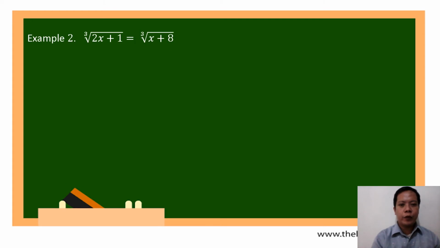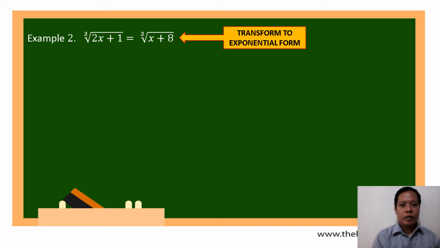The given is the cube root of 2x plus 1 equals the cube root of x plus 8. So what we're going to do here is transform the left and the right side of the equation to exponential form. So the result will be this. Now we have the quantity 2x plus 1 raised to 1/3 equals the quantity x plus 8 raised to 1/3. Next, instead of getting the square of both sides, we're going to find the cube of both sides.